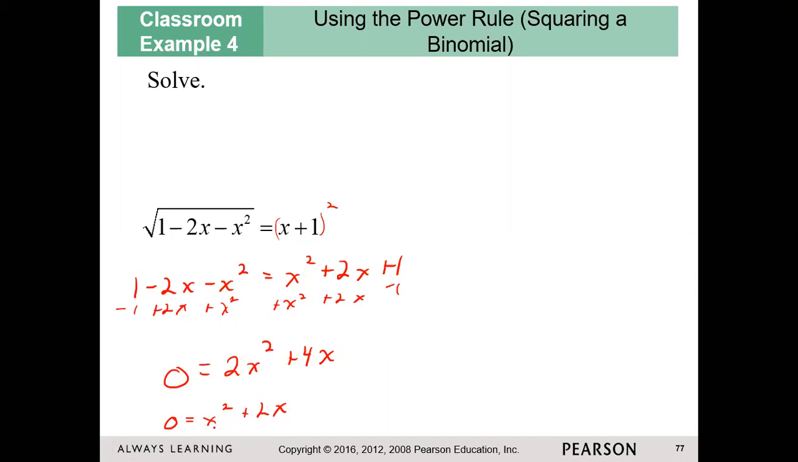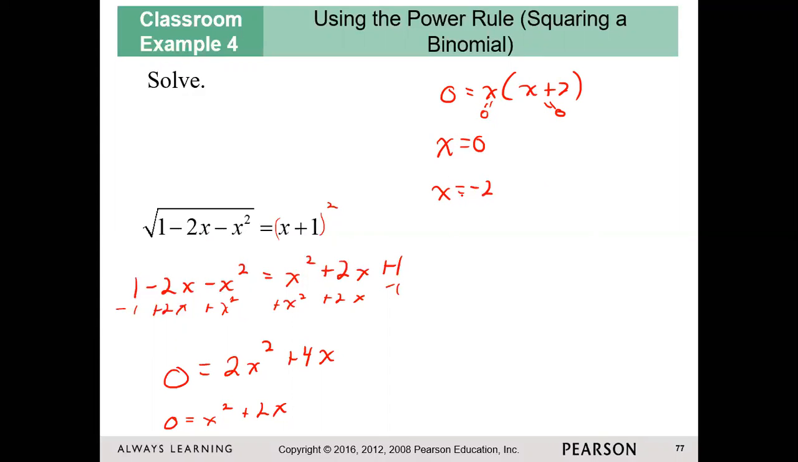And this is factorable, so we have an x in common. So we use that fundamental principle. So 0 is equal to x times (x plus 2). So now once again, we get two solutions. We get x is equal to 0, because again, we use the zero factor property, and we get x is equal to -2. Check them.